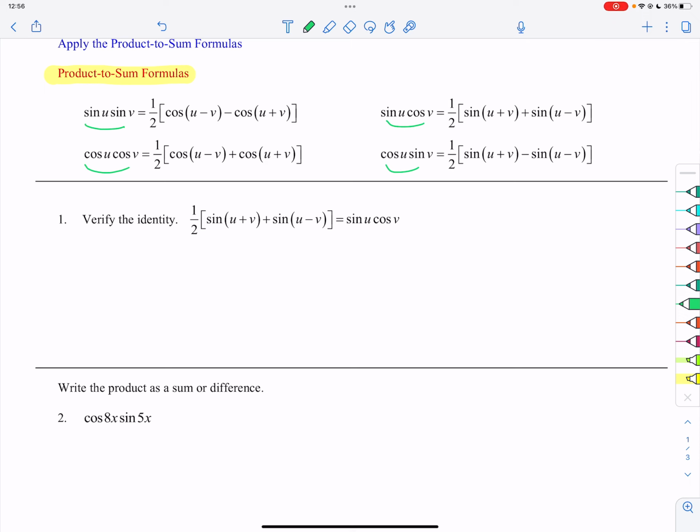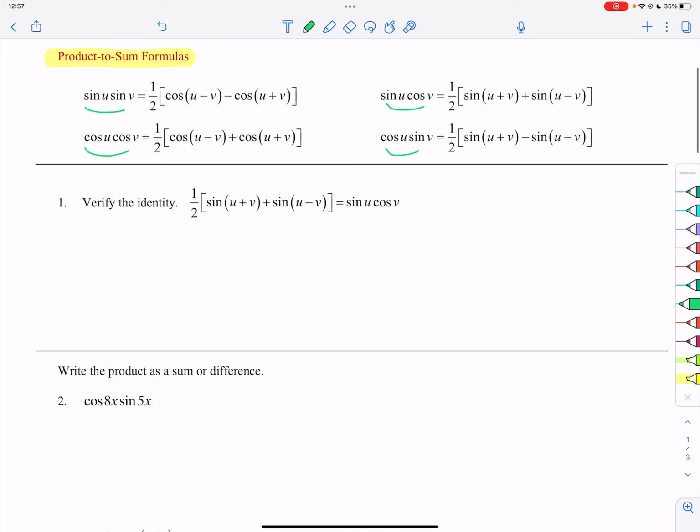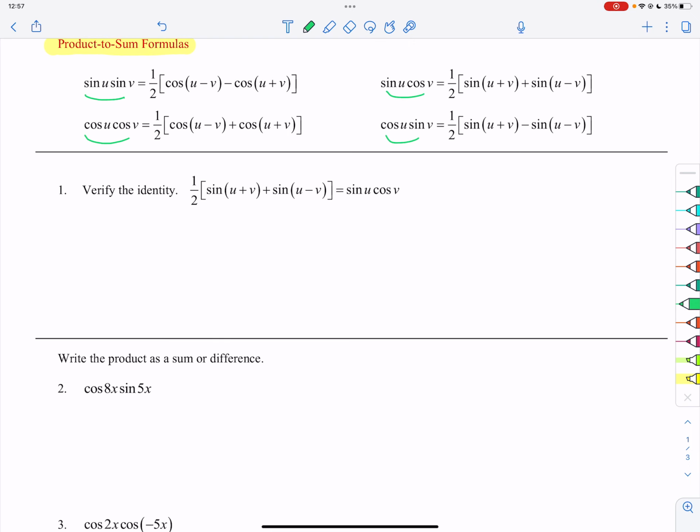Verify the identity. We have 1/2 multiplied by the sum of two sines, one sine of a sum and one sine of a difference. As you can see, we will use the sum and difference formulas from the previous section in order to verify this identity. We'll work the left-hand side first, and we'll go ahead and keep that 1/2.